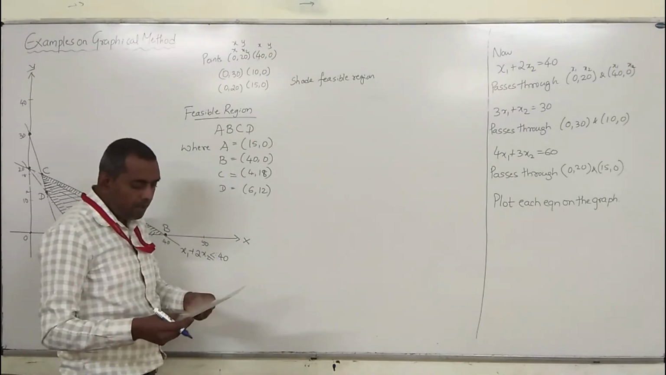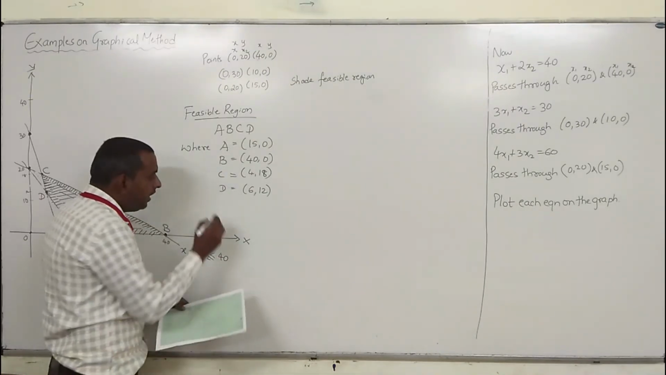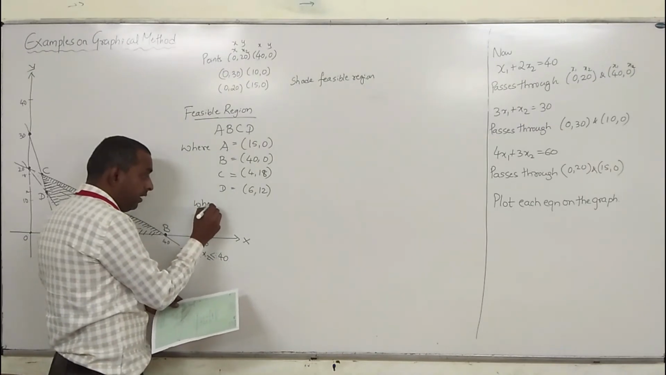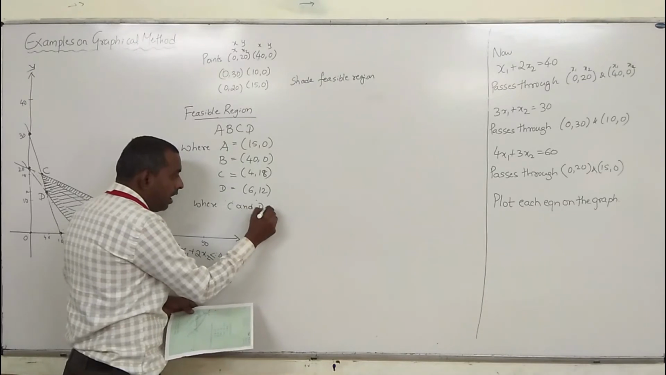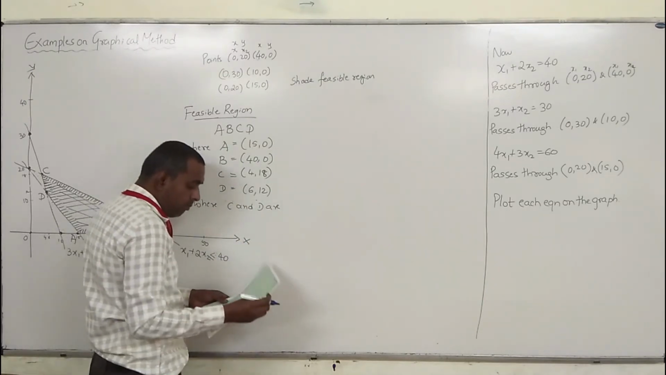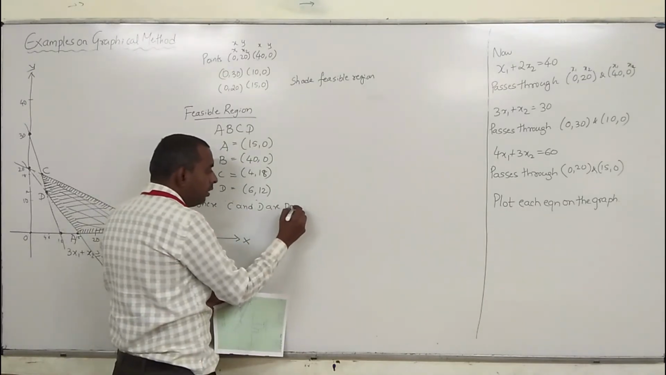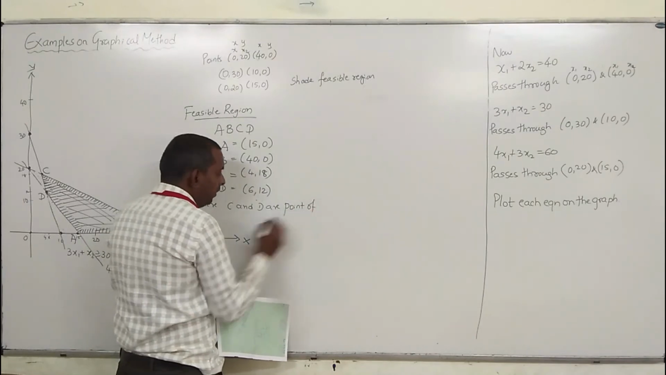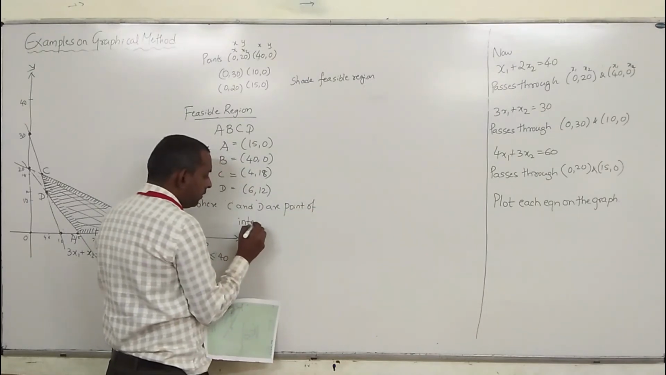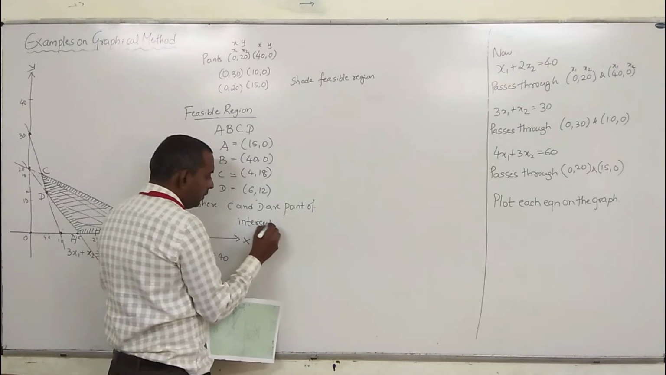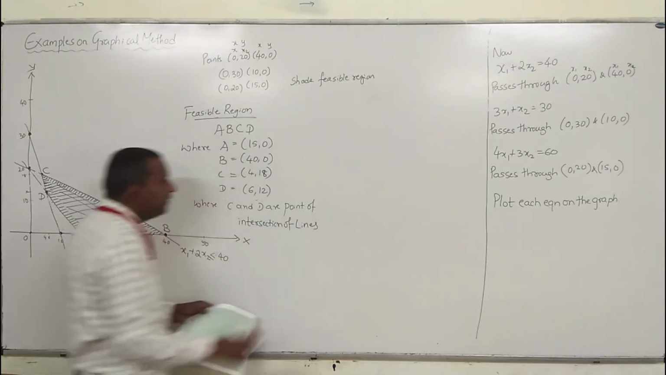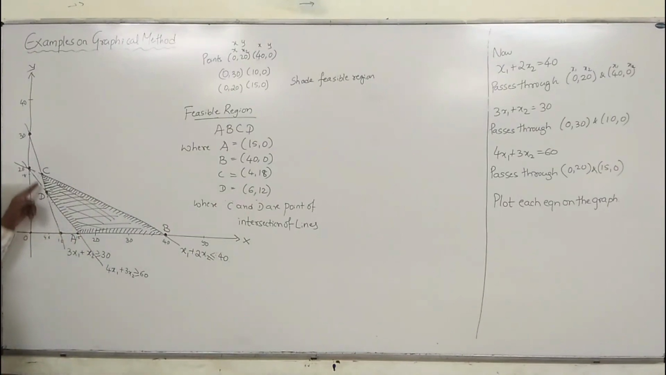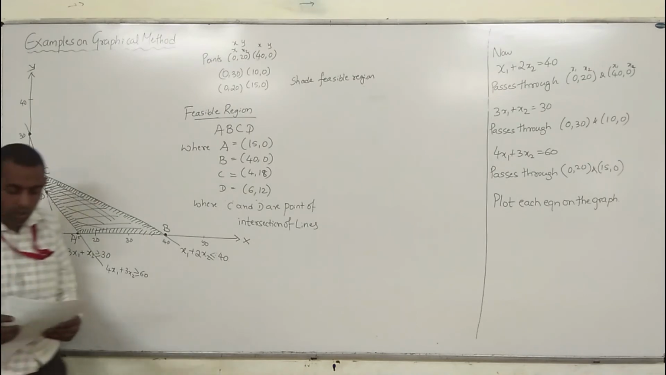A, B, C, D, where C and D are points of intersection of lines. So let me show you C and D where the lines get intersected.